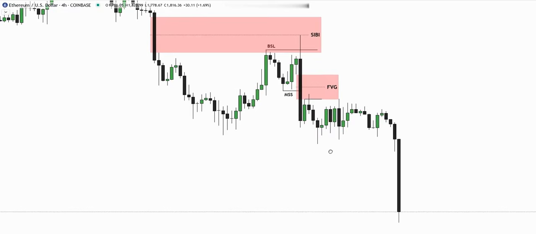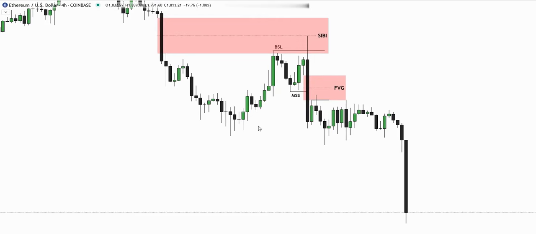When you're looking at this chart like this, it's very clear that you're seeing a unicorn model. So the 4 hour CB, after buy side liquidity was swept here, price rejected this CB with some energetic move downside, and that is the best market structure shift after rejecting the 4 hour CB.